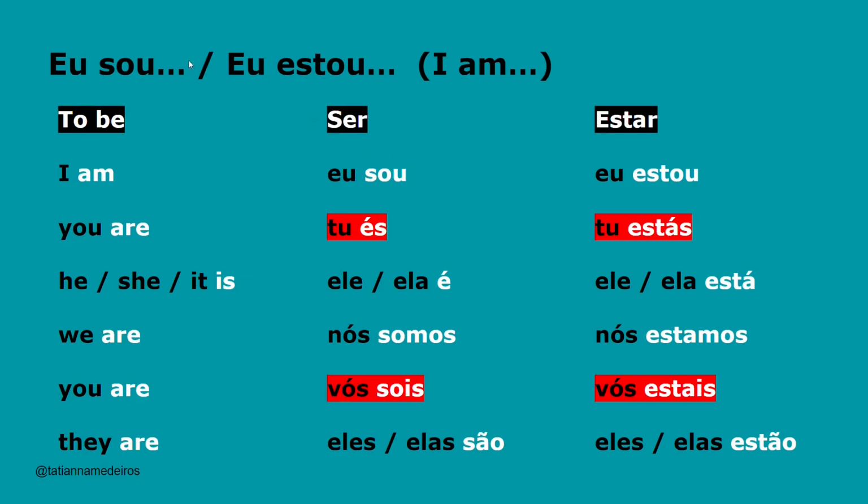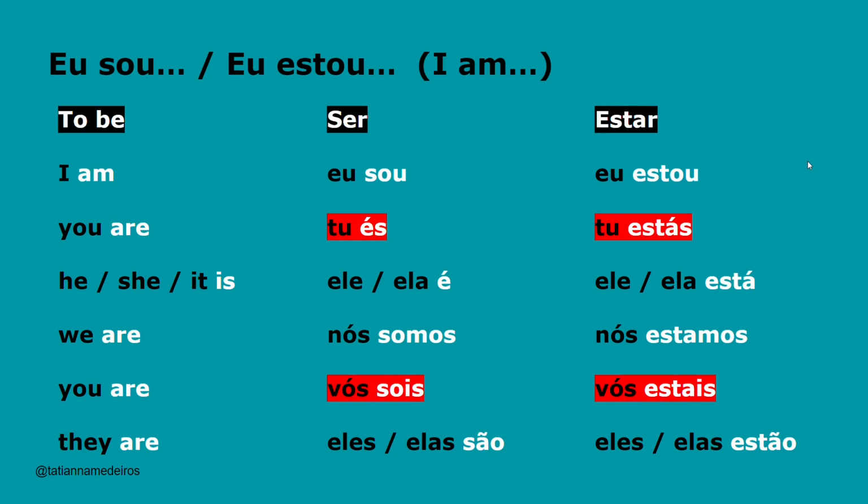Hi, today we're going to talk about the verb to be, translated to Brazilian Portuguese. We do not use to be, of course. Instead, we use two verbs, the verb ser and the verb estar. Ser, estar.